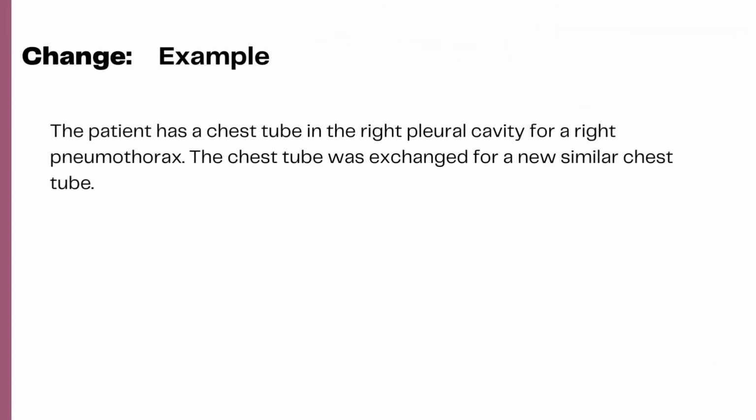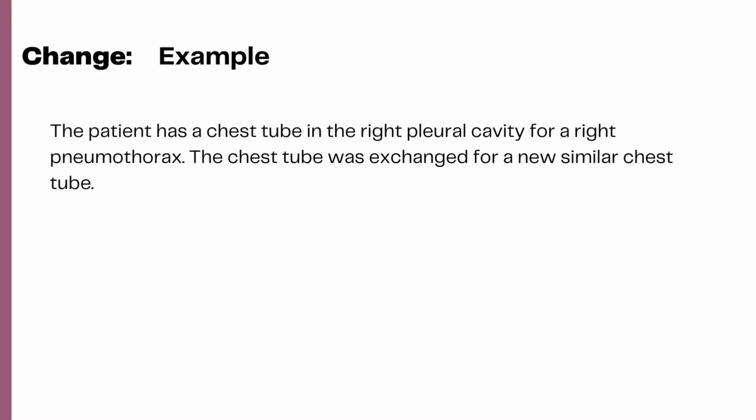This is an example of coding the root operation change. A chest tube is a flexible plastic tube that is inserted through the side of the chest into the pleural space. So the patient has a chest tube in the right pleural cavity for a right pneumothorax. The chest tube was exchanged for a new similar chest tube.